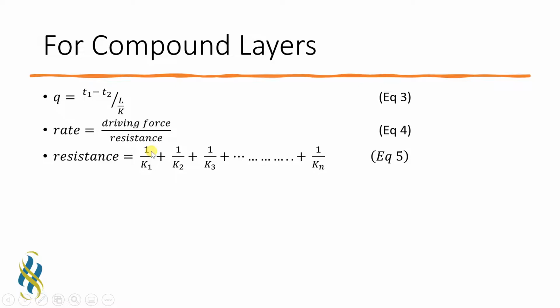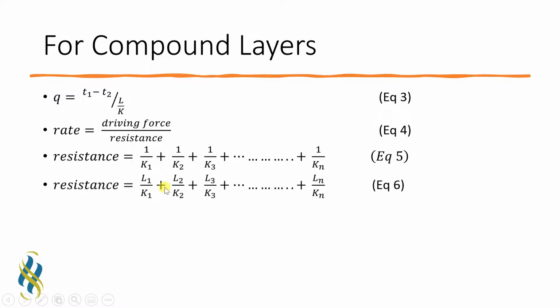which is very unlikely, so that the allowance must be made for this, and this resistance can be expressed like this. Resistance is equal to L1 over K1 plus L2 over K2 and so on and so forth, and it would lead till Ln over Kn. Generally, the area of conduction will be same for each layer, but if it is not, an additional area term may be included.